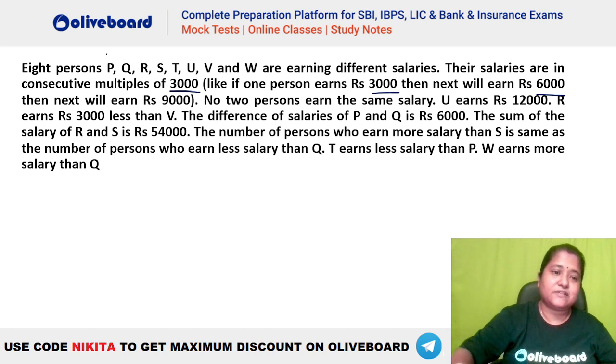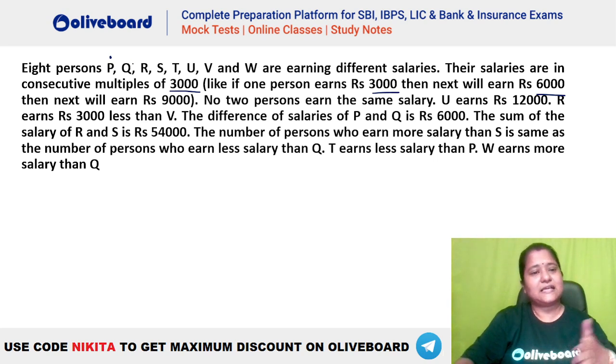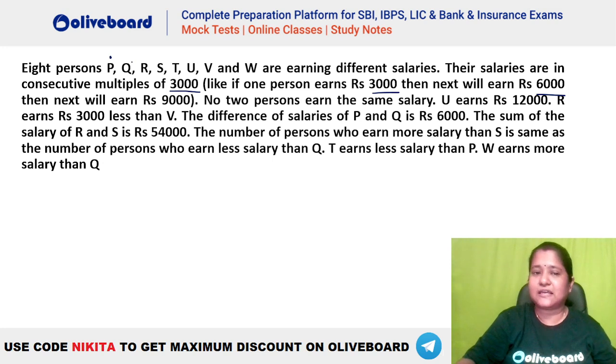So if this person is 3 here, that is this person is 3k, then the next has to be 6k, then 9k, and so on. Okay, but it is not necessary that P should be having 3k here. P can be earning 12k also.